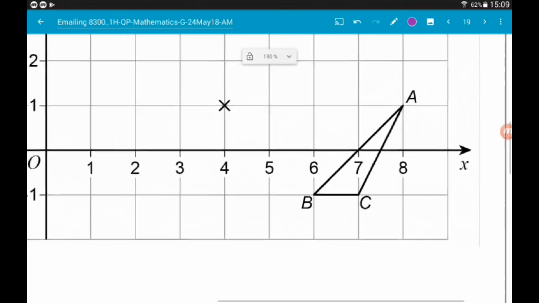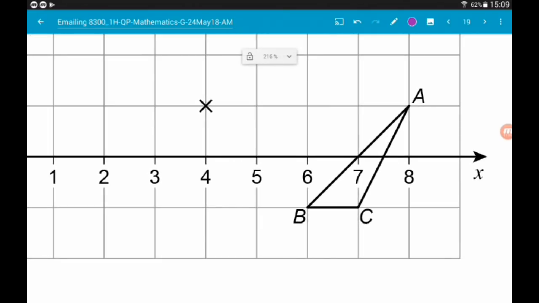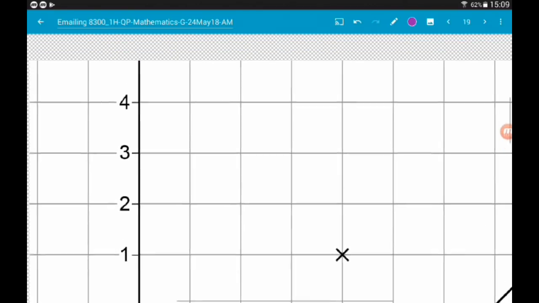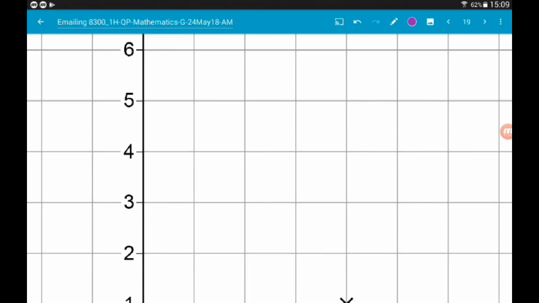If we then go for point B, to get from there to the centre of enlargement, we go 2 places left and then 2 places up. So from the centre of enlargement, we're now going to go 4 places left and then 4 places up. So we're going to go 1, 2, 3, 4, and then 1, 2, 3, 4 places up. So that's then going to be there.